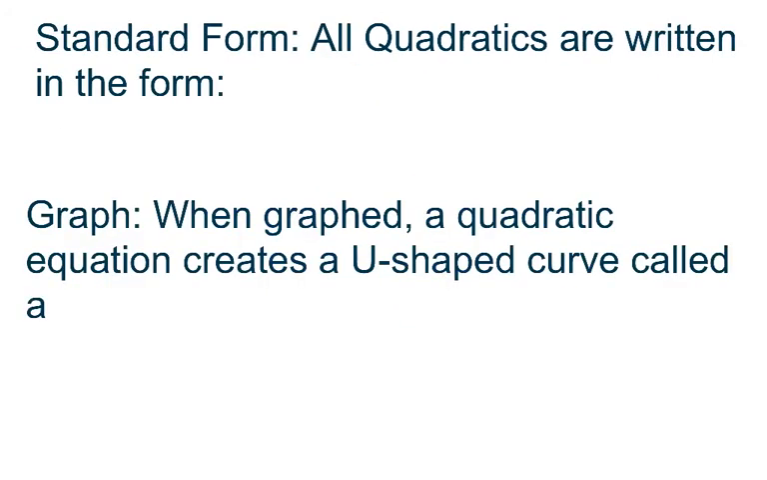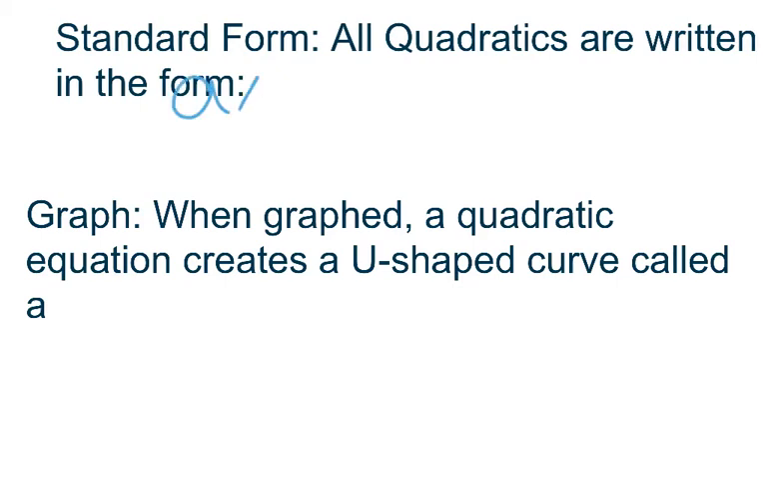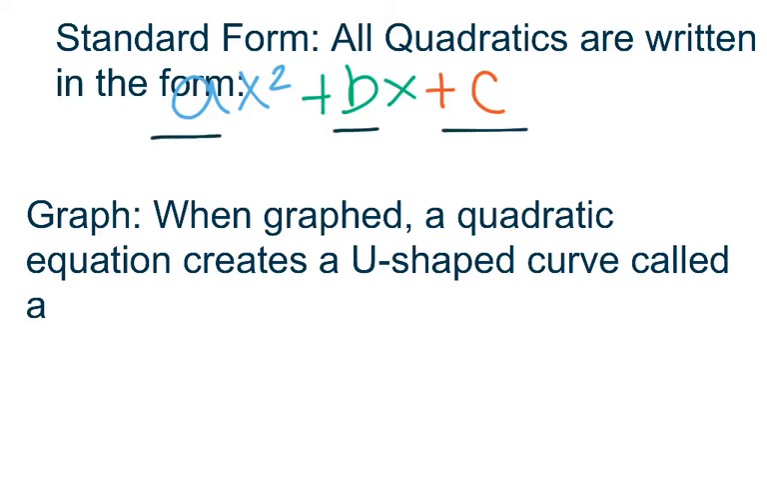Okay, so the first thing we need to talk about is what standard form looks like. So all quadratics are going to be written in this form: ax squared plus bx plus c. So wherever I write a, b, and c, those are just numbers. Those are like little placeholders. We don't know what the numbers are, but they're there. And then the x squared and the x, those are actually variables.